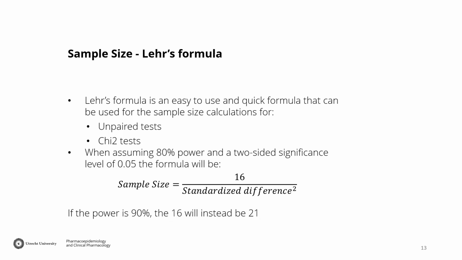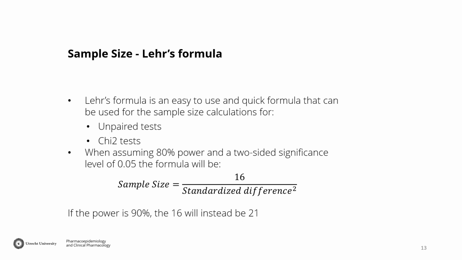Liang's formula is also very easy to use. It's a quick formula that can be used for sample size calculations, and it can only be used for the unpaired t-test and the chi-square test. If we're assuming 80% power and two-sided significance at a significance level of 0.05, then the formula will be sample size equal to 16 divided by the standardized difference to the power of 2. That's actually the same thing that we also had in the table with the different formulas. Just remember to only use it for the unpaired t-test and chi-square test.